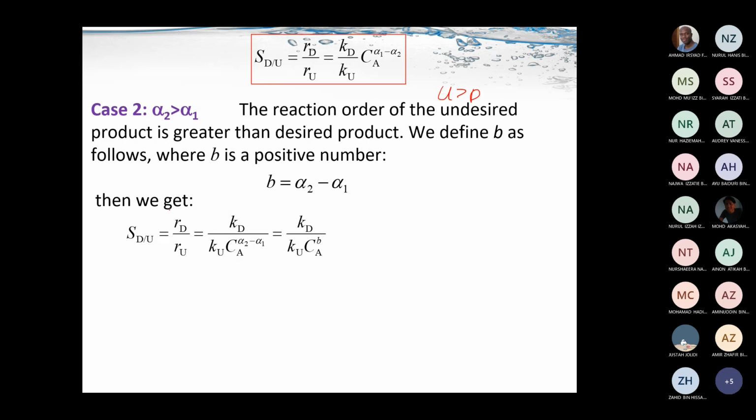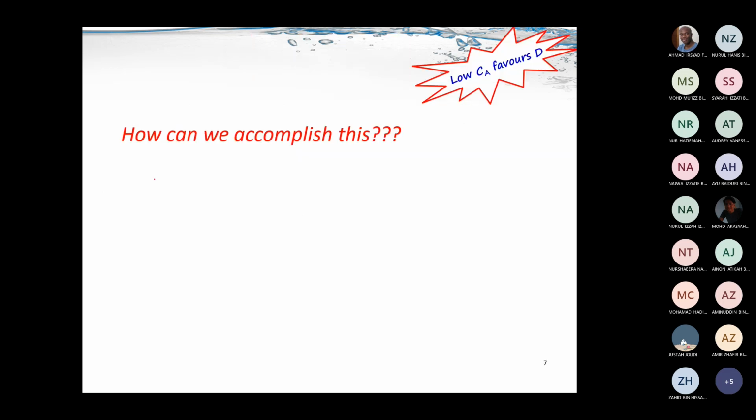Okay, so we will get the S_D/U is equal to r_D over r_U. Okay, the difference is the C_A is dekat bawah ni, perkan dia. So means that you need to have a low C_A. Alright, low C_A sebab dia dekat bawah. Okay, so kita kena decreasekan C_A ni in order to increase the selectivity. Okay, so low C_A favors D.